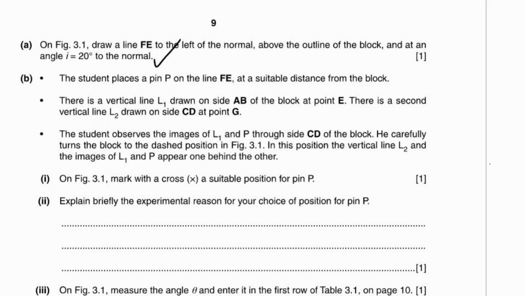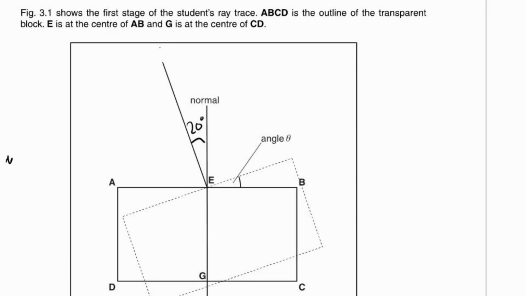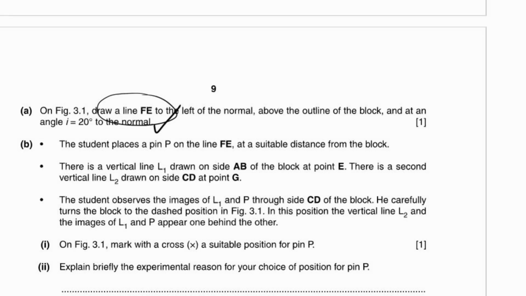As always with this type of question, as you do each part, check it off so you know it's been done. B. The student places a pin P on the line FE at a suitable distance from the block. Right. Okay, well straight away I actually missed a bit there, didn't I? Because I have to draw a line FE. So that means that I should have labelled this top section F. So the student places that pin on the line FE a suitable distance from the block. There is a vertical line L1 drawn on side AB of the block at point E. There is a second vertical line L2 drawn on side CD at point G.